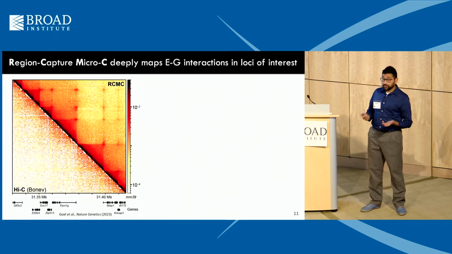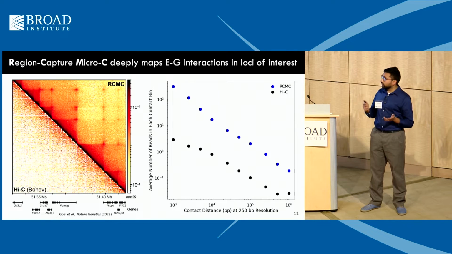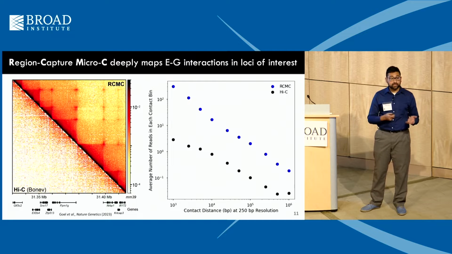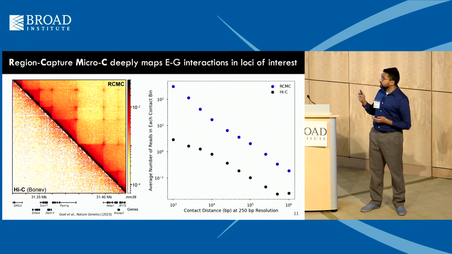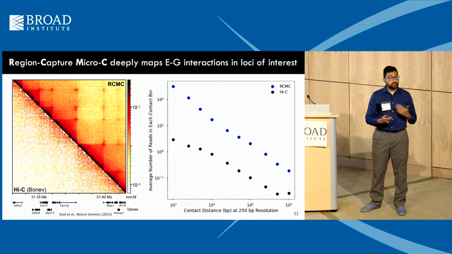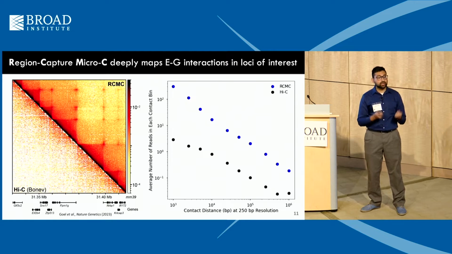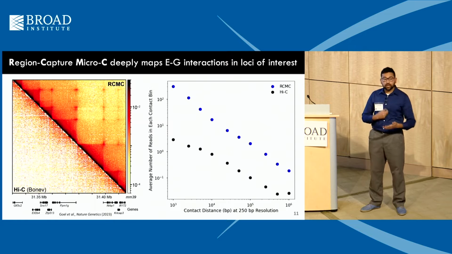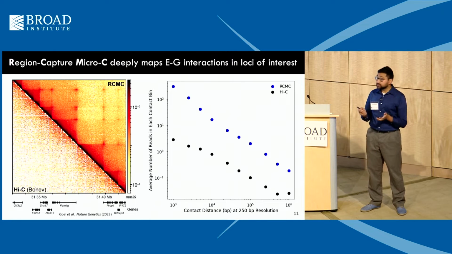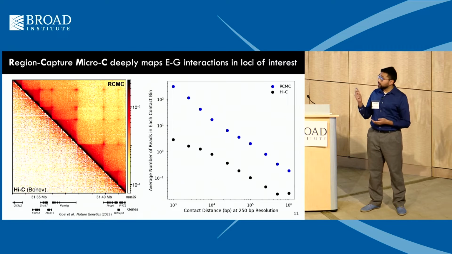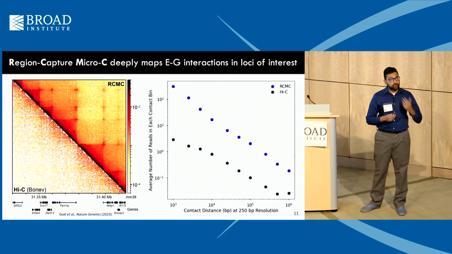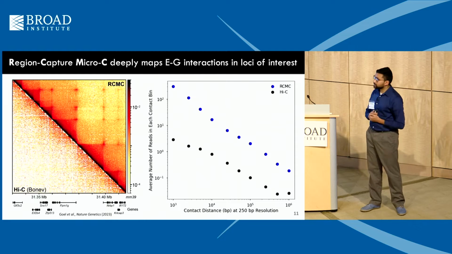On a quantitative level, if we simply quantify the average number of unique contacts in each contact bin as a function of distance, you can see that RCMC is 1 to 2 orders of magnitude richer in contact density, which just goes to underscore that we're able to generate these very data-dense data sets at loci that we care about and begin to resolve relationships between functional genomic elements that weren't previously visible.